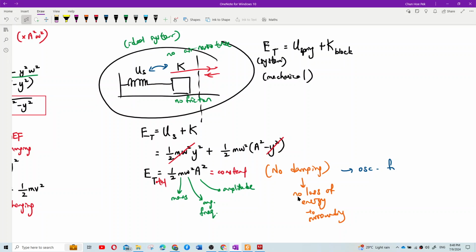Oscillate forever. That's our assumption for our SHM. Oscillate forever, no loss of energy. No loss of energy to the surroundings. Total energy is constant all the time.